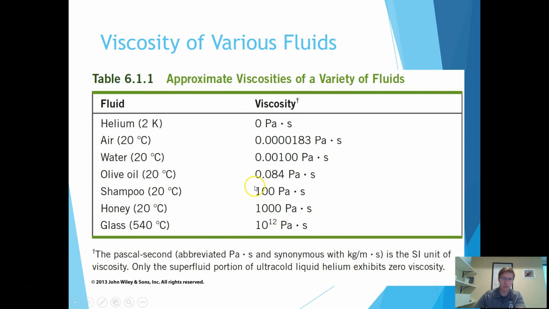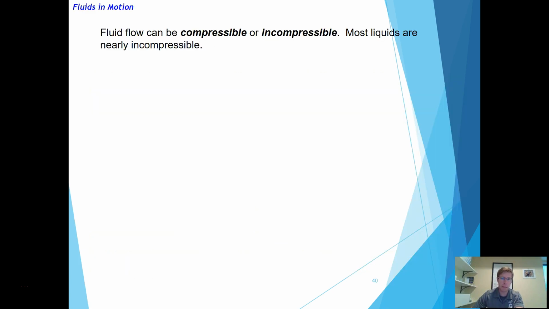Here are some examples of different viscosities. Air is extremely low. Water is very low as well. And then there are things like shampoo, honey, and then glass. Old glass is actually a liquid that flows. In old cathedrals in Europe, you can see that the glass at the bottom is thicker than at the top, not because it was made poorly, but because the glass has flowed over time. It has an extremely high viscosity, so it flows extremely slowly.